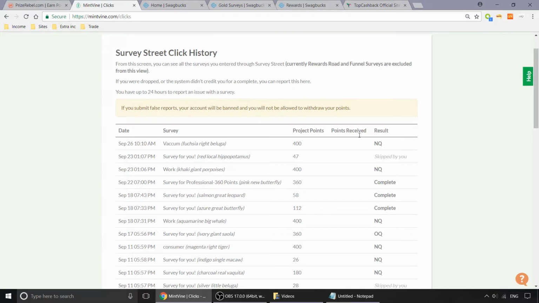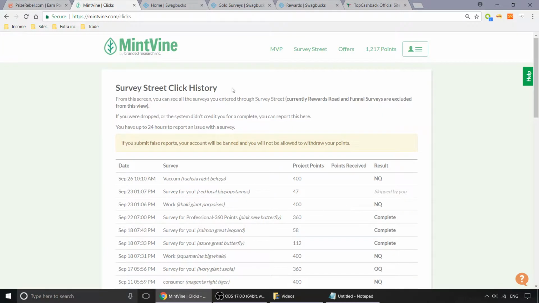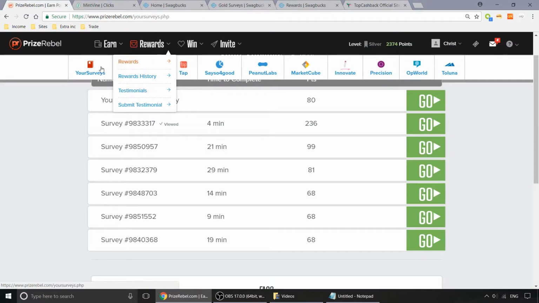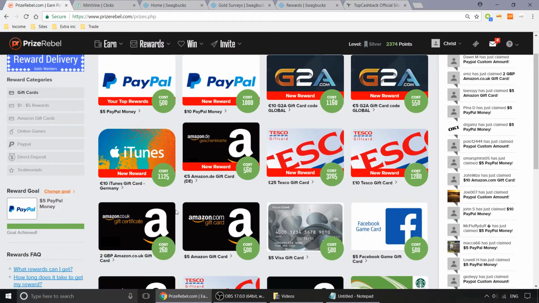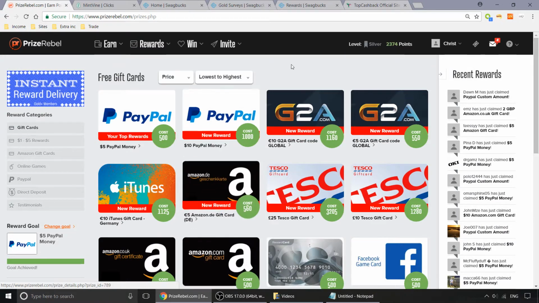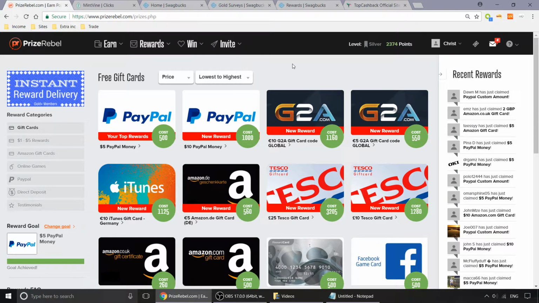The reason it says there's nothing in the points received is because it normally takes a few weeks for the points to clear, so that's why they're blank at the moment. It'll probably be at least another week, and then I can cash them out. The reason they're pretty good alternatives to Swagbucks is I find the pay's a bit better overall, and they both have similar low thresholds. Mintvine's $10, Prize Rebel's $5 if you're doing it by PayPal, but you've got other choices as well. Amazon gift cards are really low. So yeah, they're pretty similar.